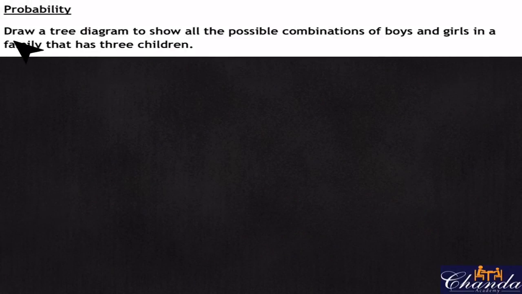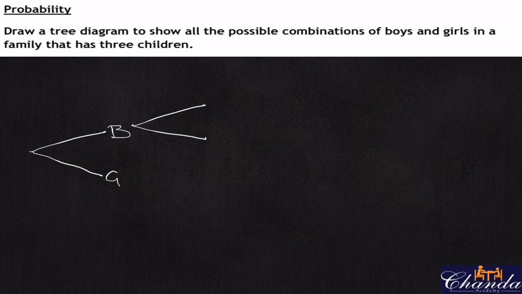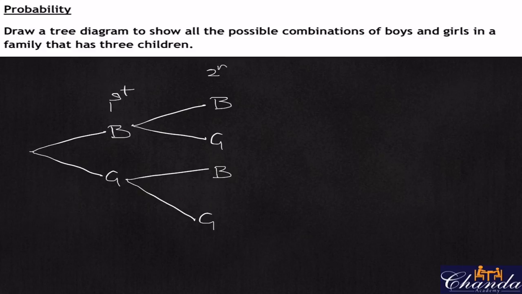So the very first question says, draw a tree diagram to show all the possible outcomes of boys and girls in a family that has 3 children. Okay, a fairly simple question to kick things off. So we have the first kid can be a boy or a girl. Then that could branch out to the second kid. So that could be boy and girl again. And from the girl's perspective, if the first one was a girl, the second one could again be a boy or a girl. So that's the first kid, and that's the second one.